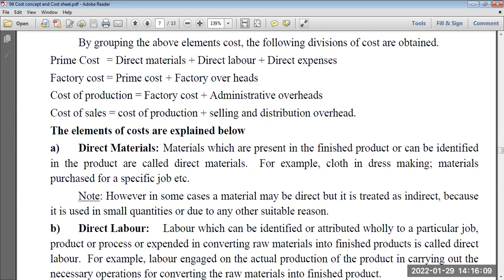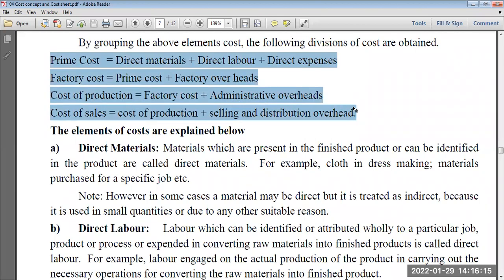Okay, look at this. We have to prepare a cost sheet before you finalize the price of a particular product. What is a cost sheet? A cost sheet is nothing but a statement which accumulates all the costs of production of a product or a service in a sequential manner in a format.